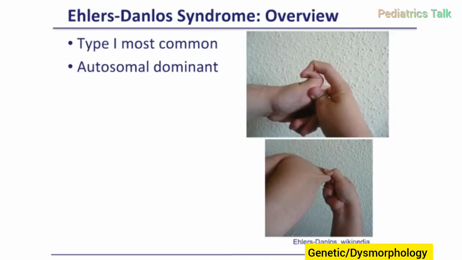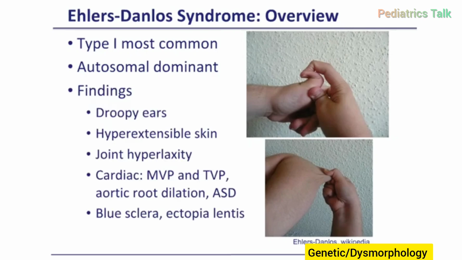The previously 10 types of Ehlers-Danlos syndrome have now recently been shaved down to 6. Type 1 is the most common. Presentation, again, is autosomal dominant. They have the same general findings as the Marfan syndrome, except they do not have a Marfanoid appearance. In fact, the major phenotype of Ehlers-Danlos syndrome among all 6 types is shorter stature, or at best, normal stature.